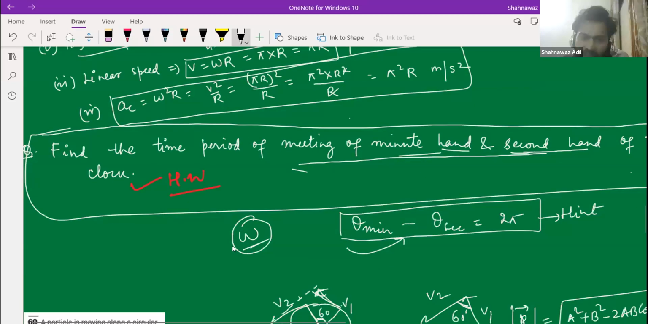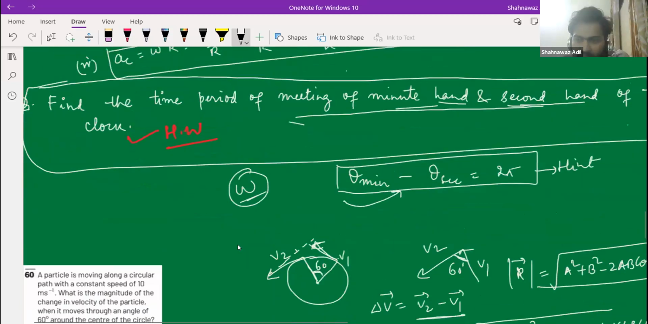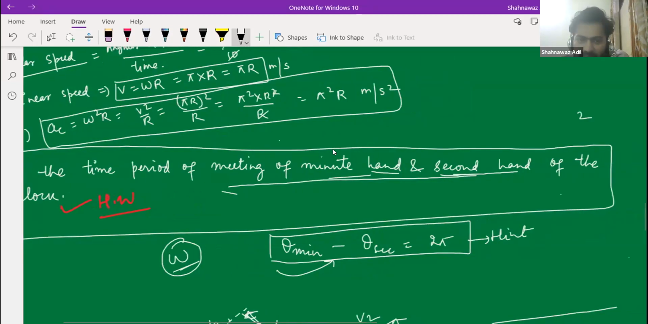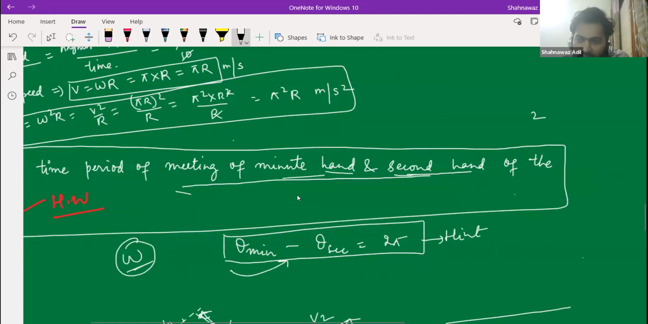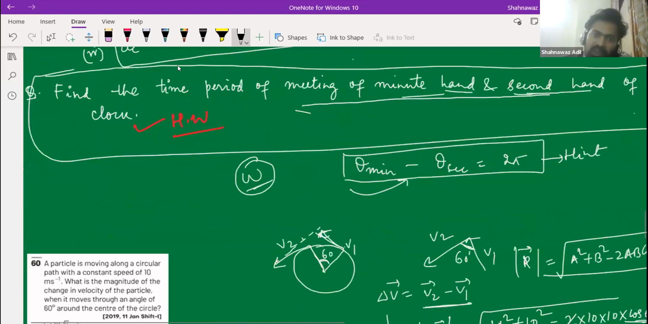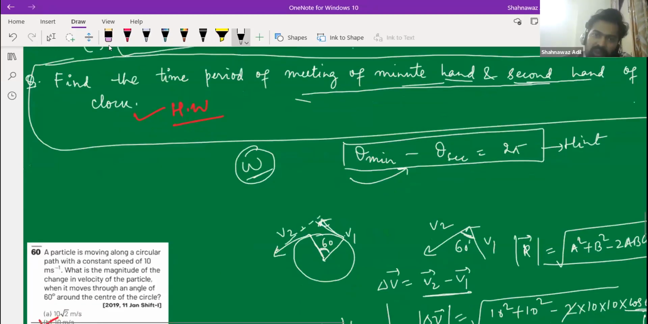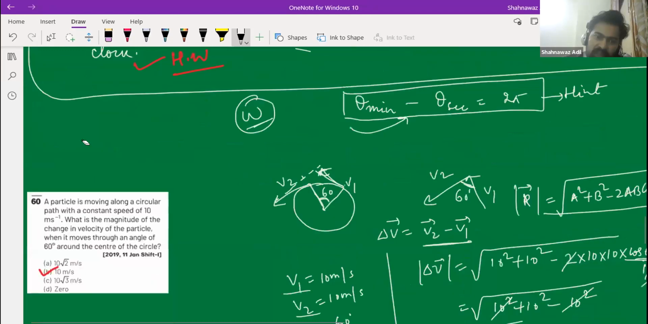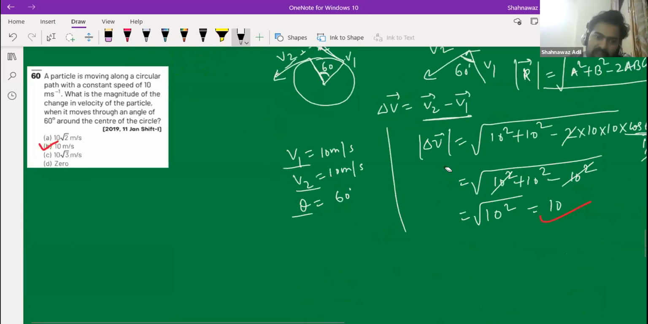So this one, you will find the time period of meeting of the minute hand and second hand of the clock, right? So that you guys have to solve. Now we can do this question. This one is an important question, right?